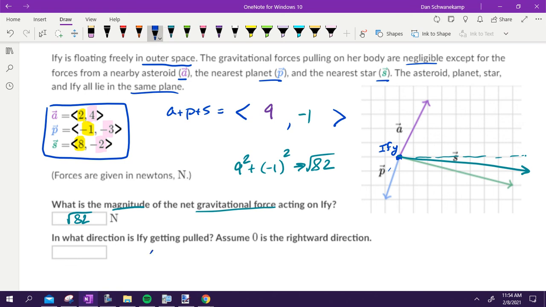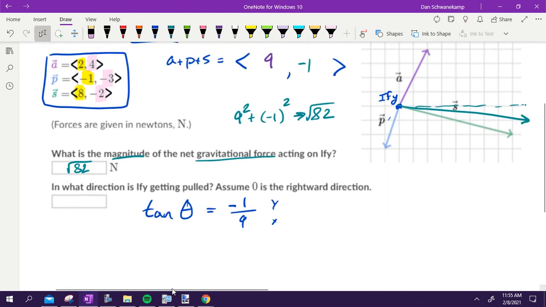Tangent of theta. If I want to know the angle, I'm doing tangent of theta. What's tangent of theta going to be equal to? Negative 1/9. Y over x. That's my setup. How am I going to figure out what theta is? Inverse tangent. So in my calculator, all I need to do now is inverse tangent.